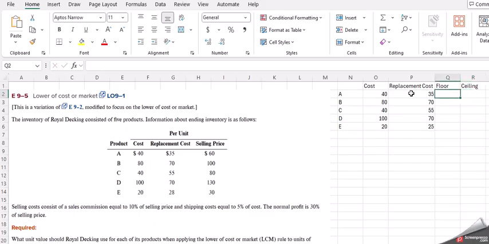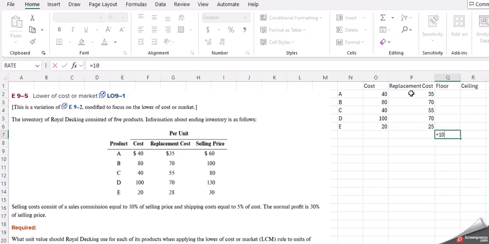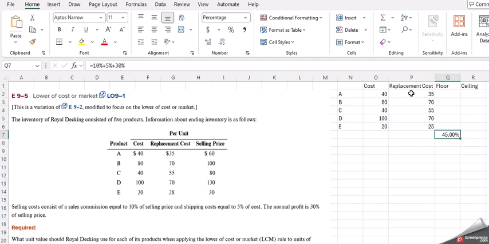So the floor is the net realizable value minus the normal profit. As we read down there, our selling costs consist of sales commission equal to 10% of the selling price, shipping 5%, and then normal profit is 30%. So if I come down here and add those together, we've got 10%, 5%, and then for the floor, we've got the 30%. So that's going to be 45%.